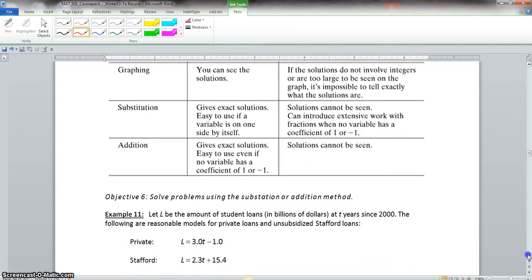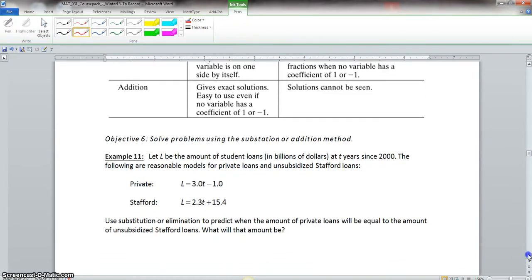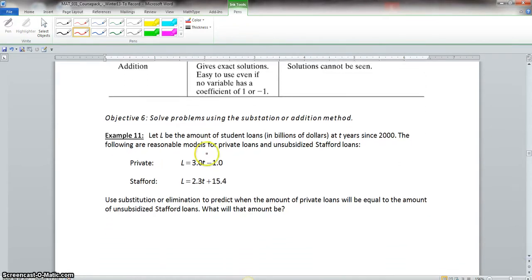Now we scroll down here to objective 6. It says solve problems using this, it's supposed to be substitution. This is a typo. It says using the substitution or addition method.